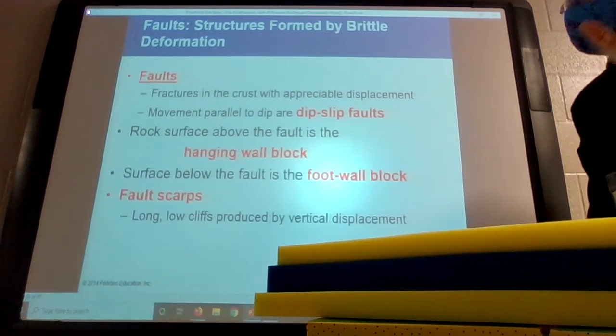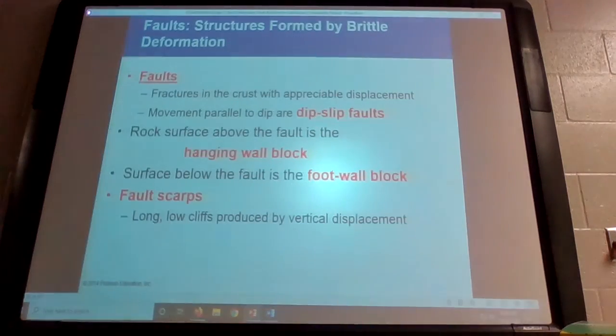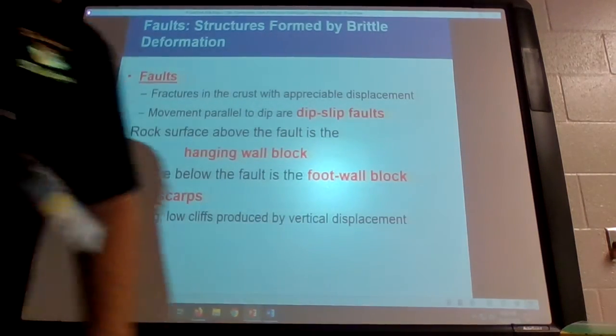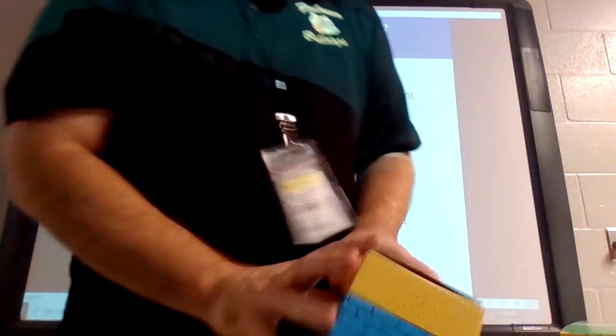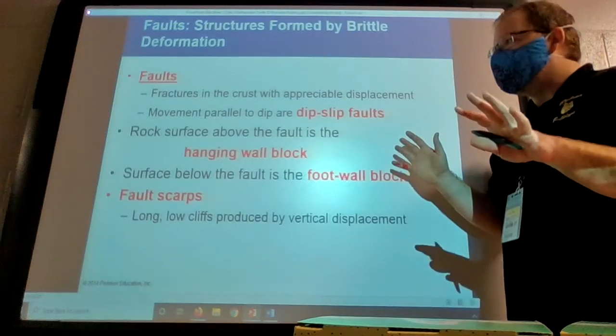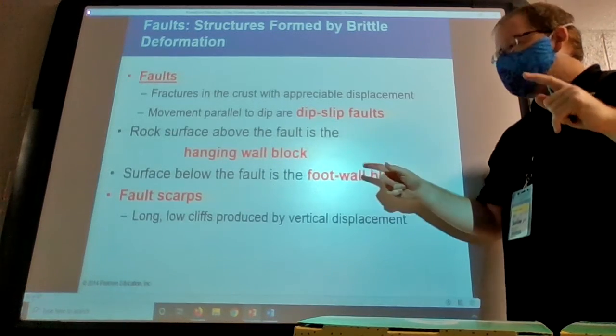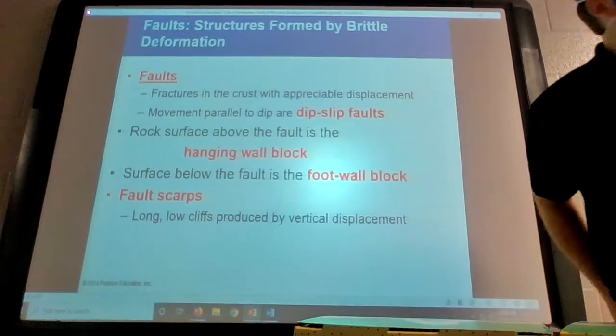Okay, now moving away from folds and getting into faults. So I'm gonna put my paper and my foam away, and now we're gonna get into some faults. We got a couple of different terms for faults, and I'm gonna introduce first the hanging wall and the footwall. And there's a great way to memorize this.